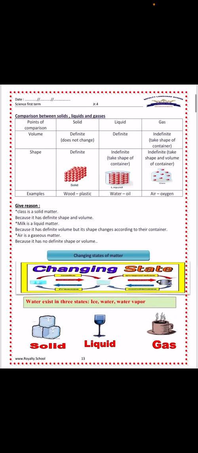So we know in this part that matter exists in three states, which are solid, liquid, and gas. And for these states of matter, we studied the shape and volume of each state. We know that solids have definite shape and definite volume, definite meaning it doesn't change. But liquids have indefinite shape, taking the shape of the container, meaning it changes, and definite volume, because the volume is constant in liquids; it doesn't change from one container to another. And gases have indefinite shape and indefinite volume, because the shape and the volume of gases change; they take the shape and volume of the container.